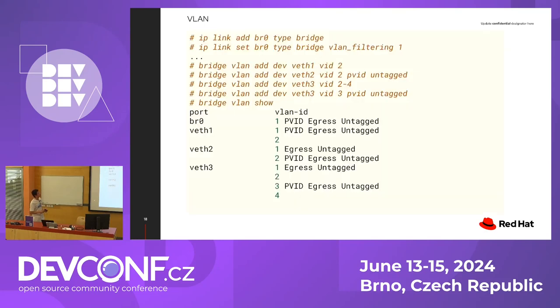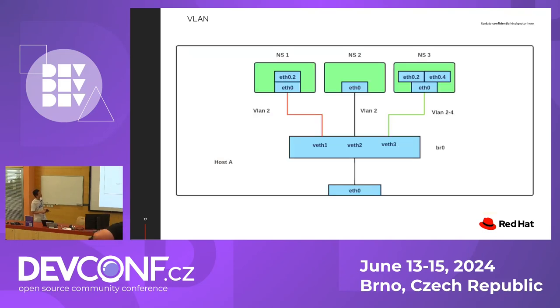And the same with veth3. With the PVID set, the packet goes through this interface. If it does not have a VLAN tag, it will add the VLAN tag by default. So when the packet arrives at veth3, it will have either a VLAN 2, VLAN 4, or VLAN 3 tag. I mean, if the packet does not have a VLAN tag, it will add a VLAN 3 tag. But if it already has a VLAN 2 tag, it will do nothing and just receive it.